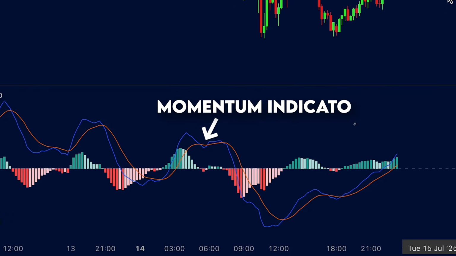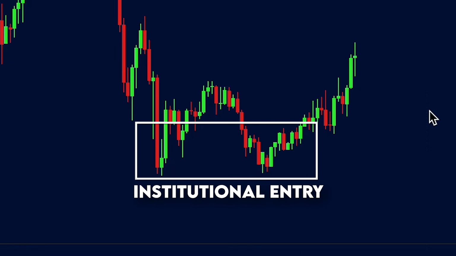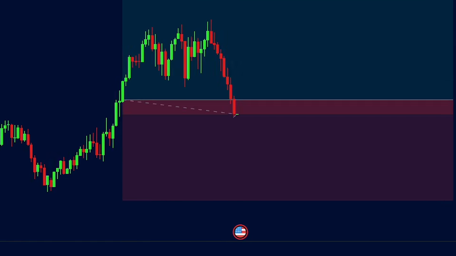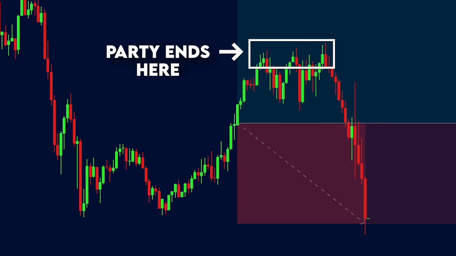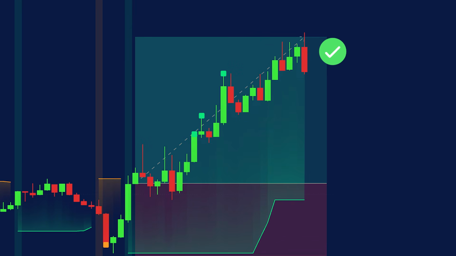You know what's wrong with most momentum indicators? They only show you current momentum, not where institutional momentum is building. By the time you see the momentum signal, smart money has already positioned for the next move, which means you're late to the party.